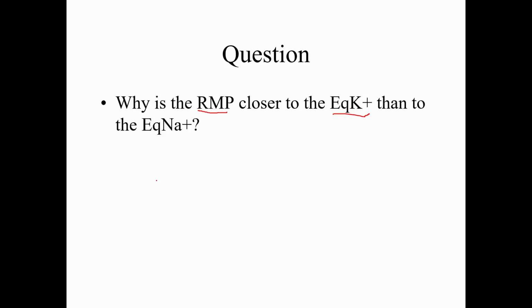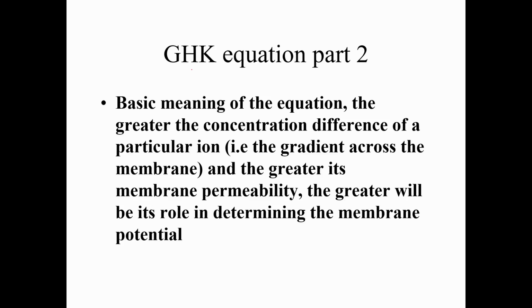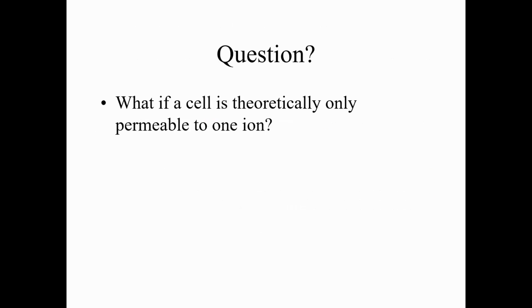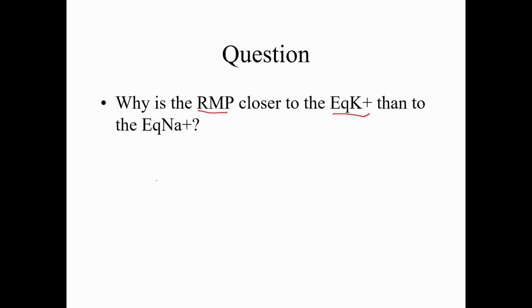And can you see that that is consistent with what we talked about in terms of the Goldman-Hodgkin-Katz equation, which says the greater the concentration difference and the greater the permeability, the greater will be its role in determining the membrane potential. Sodium has a really big concentration gradient. Potassium has a really big concentration gradient. But potassium has more influence at rest because its permeability is greater.